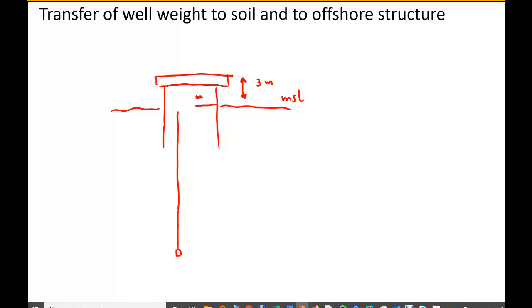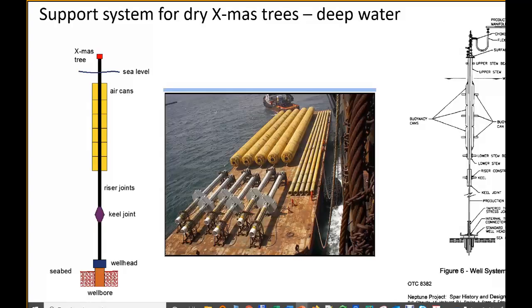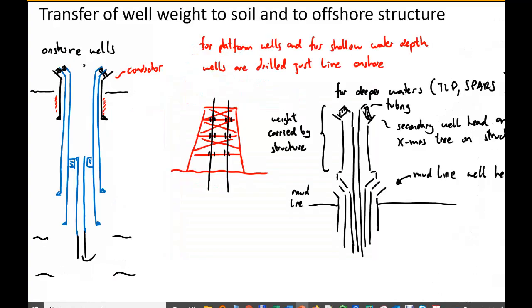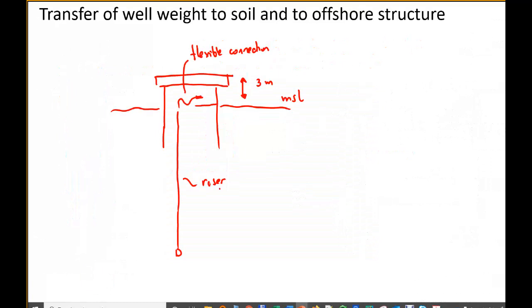change. But then you have a flexible connection, like a hose, a flexible connection. And that's the riser. This we call a riser. So that's the riser, and then you put some.